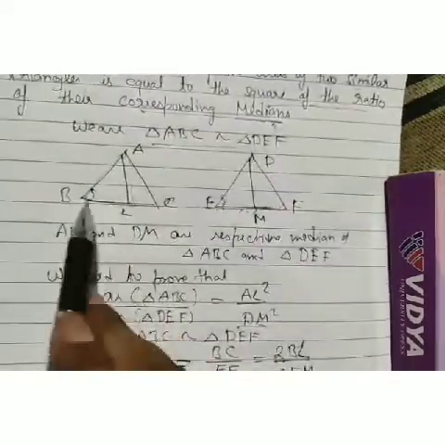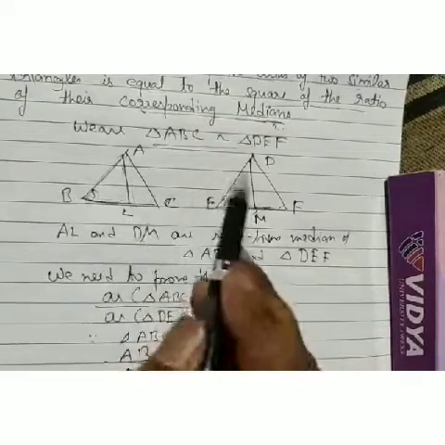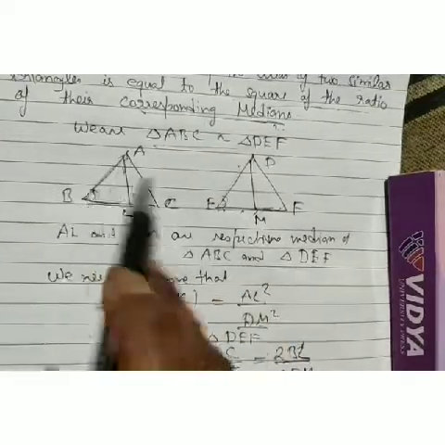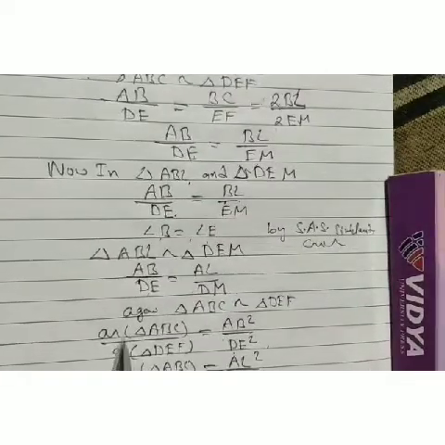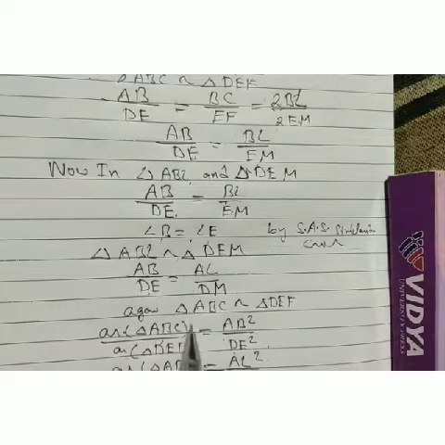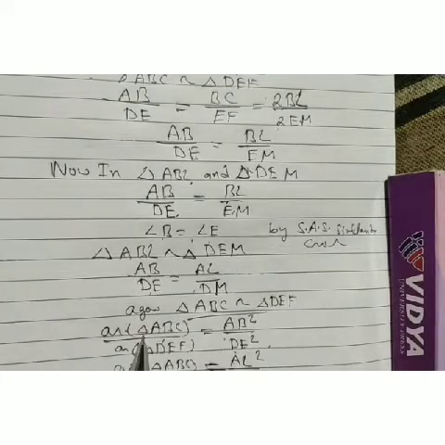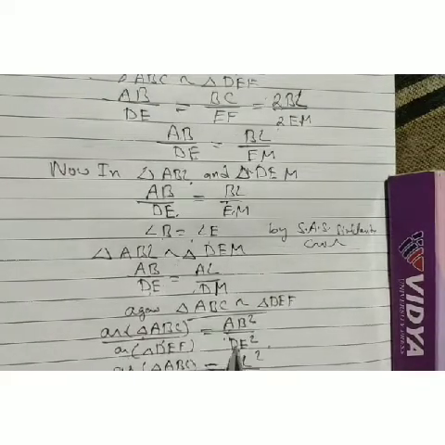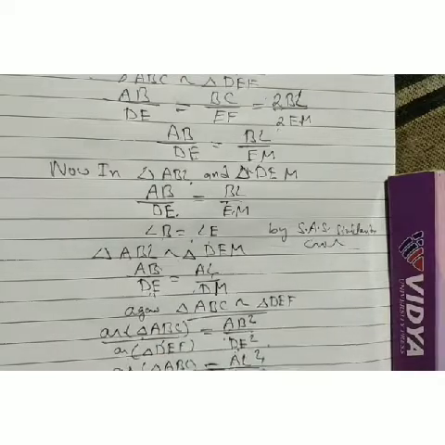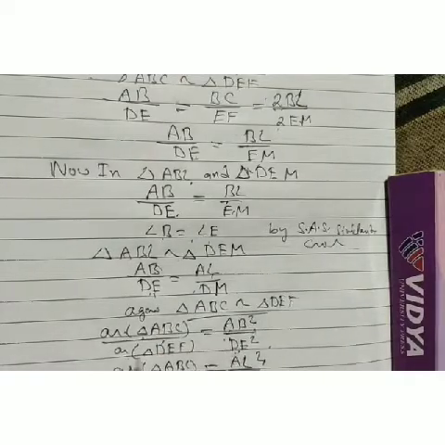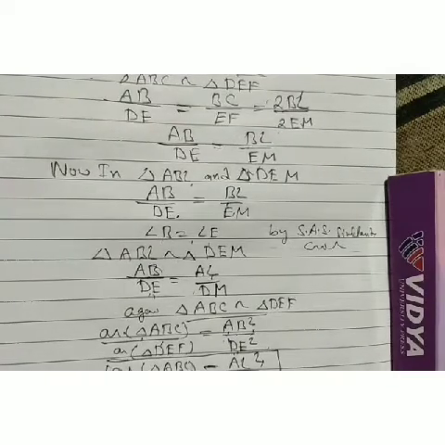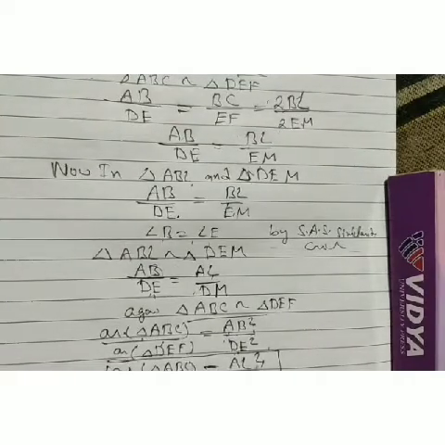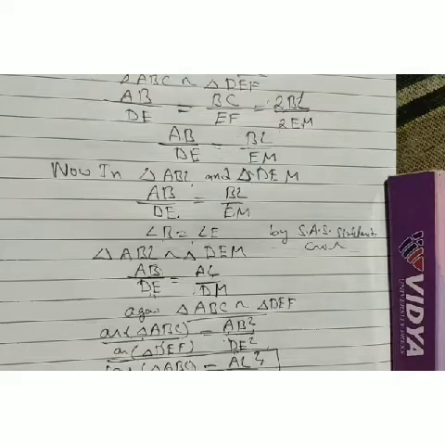When triangles ABL and DEM are similar, then we have AB by DE is equal to AL by DM. Then we are able to take the ratios, because we have to take the ratio of the areas of the triangles. Our area ratio is given by AB square by DE square, which is equal to AL square by DM square. This is our required result: the ratio of the areas of similar triangles ABC and DEF is equal to the square of their corresponding medians.